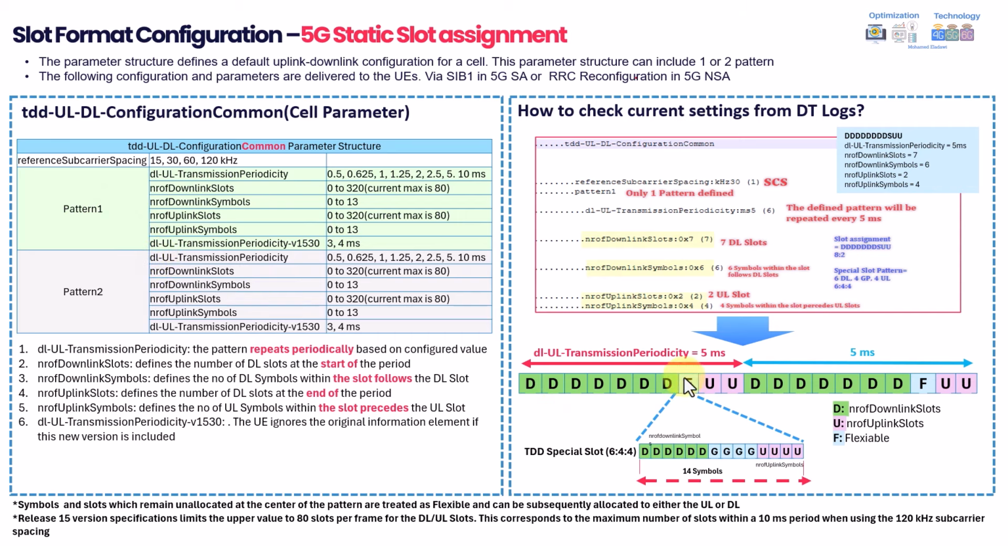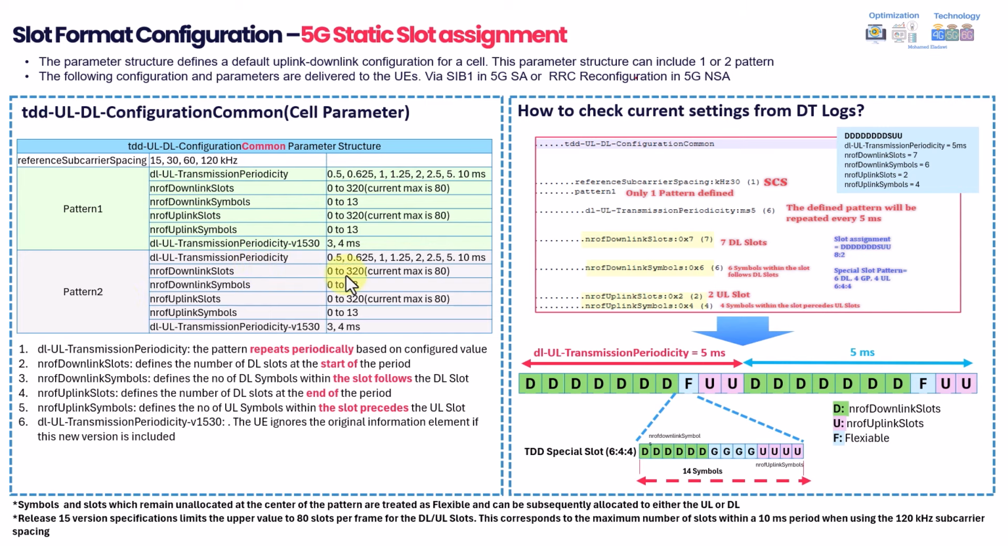For example, the first pattern will come first, then the second one will follow the first one. Okay, this is the first part we need to do. And the pair of patterns repeat with a period equal to the summation of the downlink transmission periodicity of pattern 1 and the downlink transmission periodicity of pattern 2.